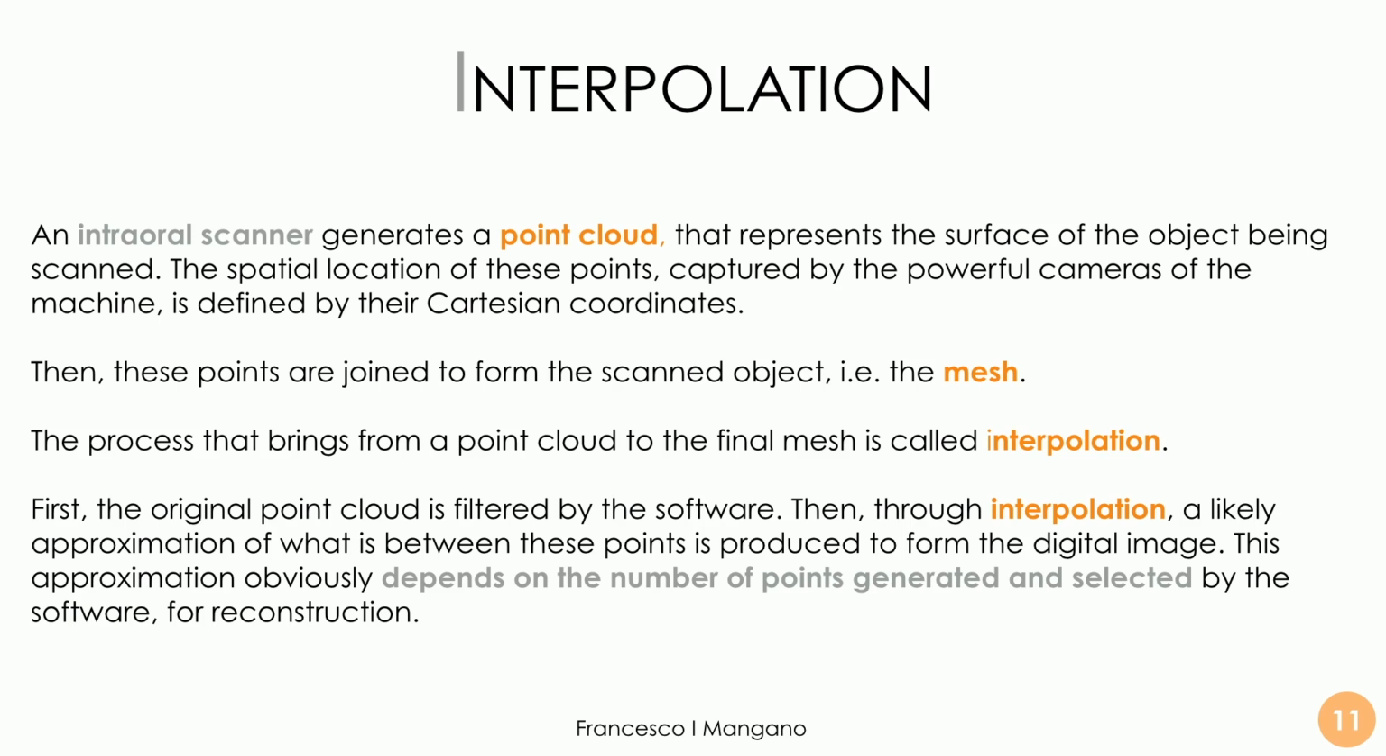So basically, the points that make the point cloud are joined together to form the scanned object, the mesh. The process that brings from a point cloud to the final mesh is called interpolation. And of course the software is the key element in this. We need to remember that the mesh is always an approximation of the surface of the real object. Anyway, it's very important to have an approximation that is true, precise, and also, if possible, an adequate resolution of acquisition in order to discriminate among different structures.